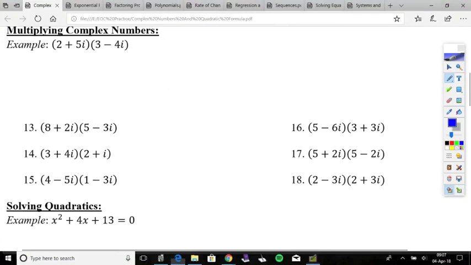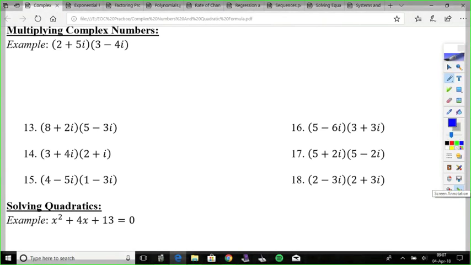I guess I'll do one more, because let's pick number 17. Okay, number 17, 5 plus 2i, and then 5 minus 2i.